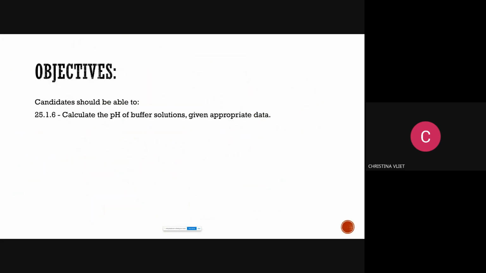The objective for the day. We started this objective last class. It literally just said calculate the pH of buffer solutions, given appropriate data. That means different things in order to get there.